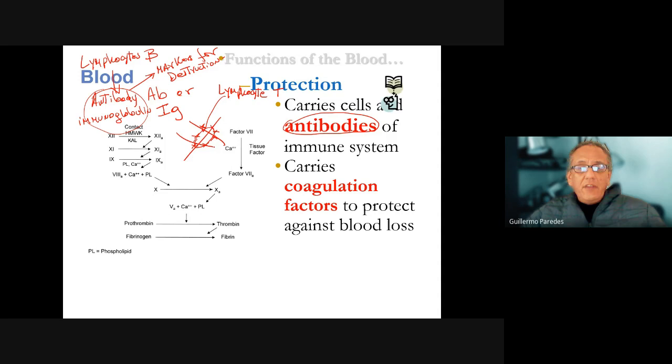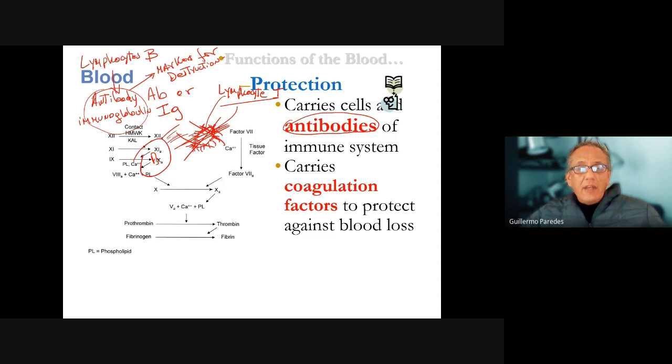Okay, so just remember, antibodies are running in the blood. It's a very important component, and those are just markers for destruction. So if I ask you in the future, what is an antibody or what is an immunoglobulin, you will tell me they are markers for destruction. The lymphocytes B are going to produce antibodies, and they are going to mark the bacteria or virus. Once it's marked for destruction, the lymphocytes T come and destroy the organism.